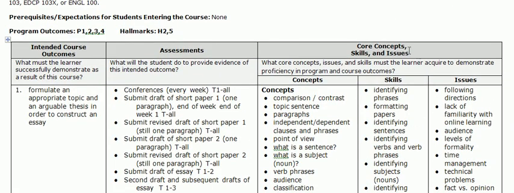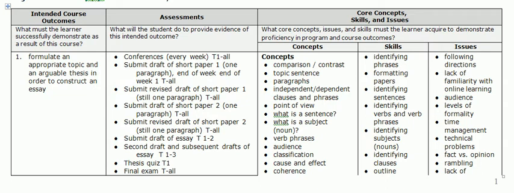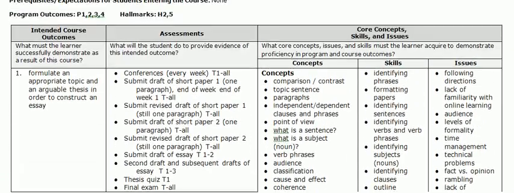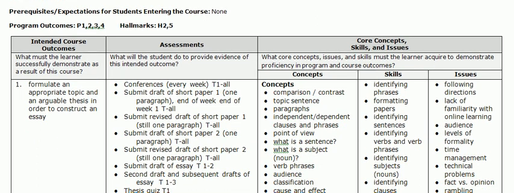The next column reflects the core concepts, skills, and issues that a student needs to have dealt with or mastered in order to accomplish these tasks and fulfill this outcome. So the students have to understand the concept of comparison and contrast. They have to have the skill of identifying sentences. And the issues they may deal with are issues of dealing with their level of formality, time management, technical problems, whether they be in the web tyco environment or other, issues of following directions. So concepts, skills, and issues are three items we list in this column. And as you can see, these are listed for all three outcomes. That is how this particular document can be read.